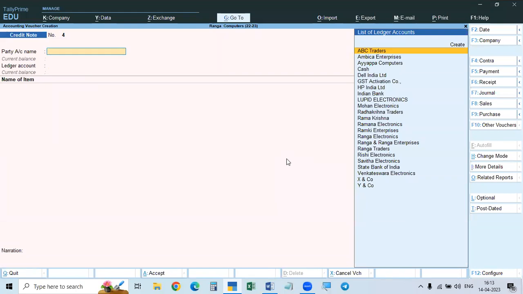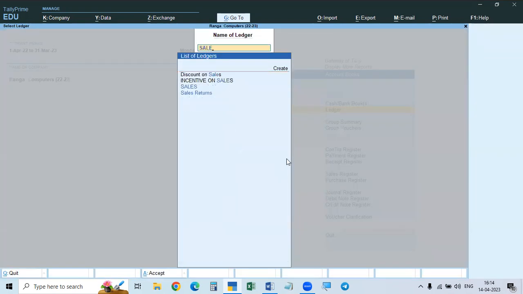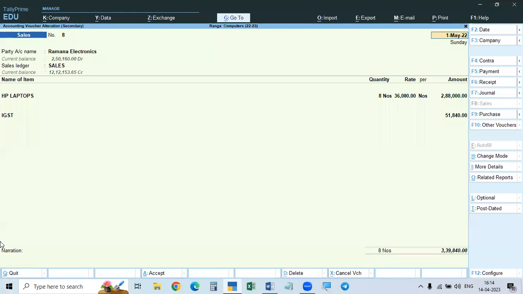The second one is that the quantity is reduced, because we entered more quantity in the billing, so we reduced the billing. Okay. Next, in the same example, that is first May, Ranga Electronics. So here, HP laptops, 8 numbers. So here the number is more, we reduce that. But now the number is okay.